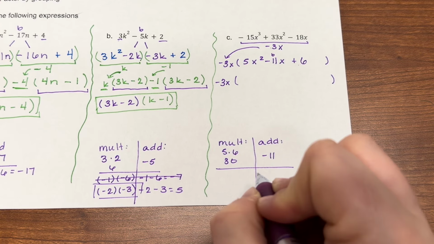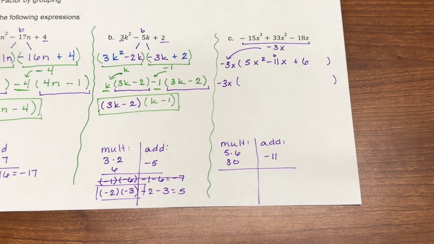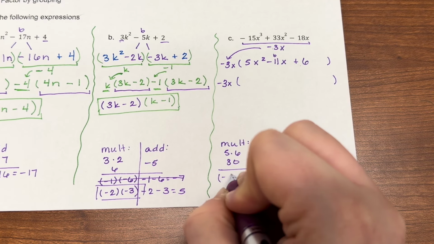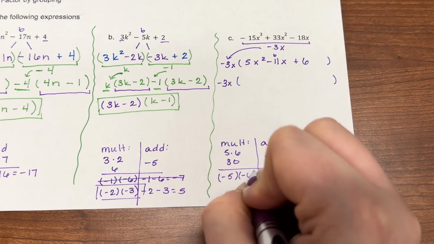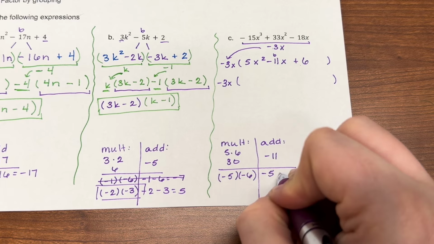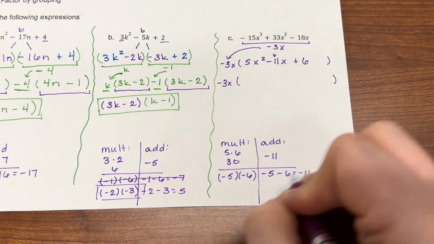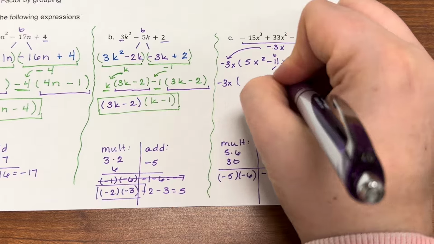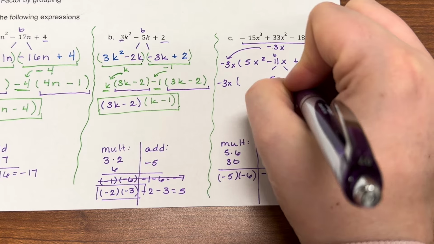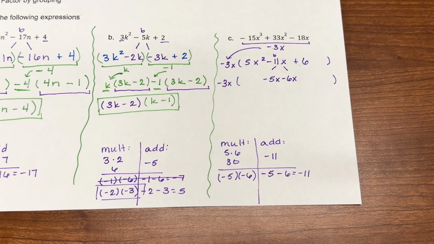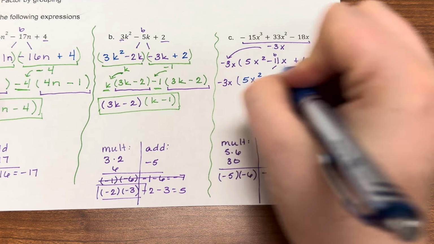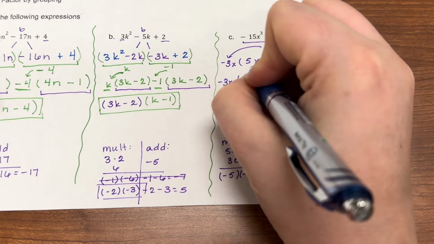All right. And if you're still having trouble seeing these, keep working on these product sum charts. But this one, we're going to be looking at negative 5 times negative 6. Negative 5 times negative 6 gives us positive 30. Negative 5 minus 6 gives us negative 11. So we're going to use that to split our middle, negative 5x minus 6x. Don't forget to keep that x with it. 5x squared comes down, plus 6, that comes down.